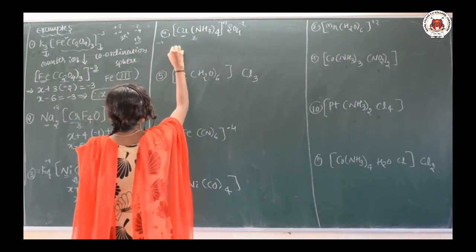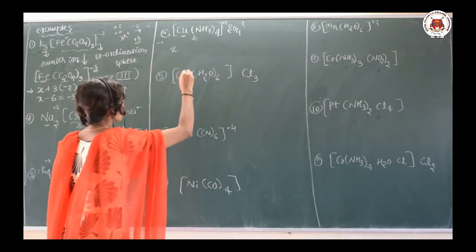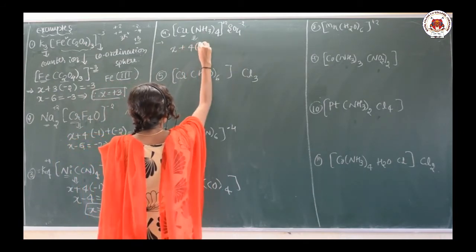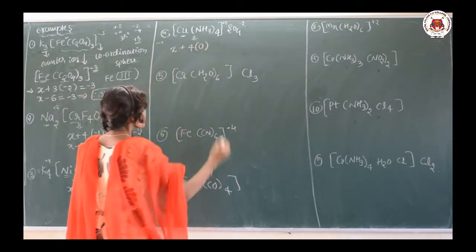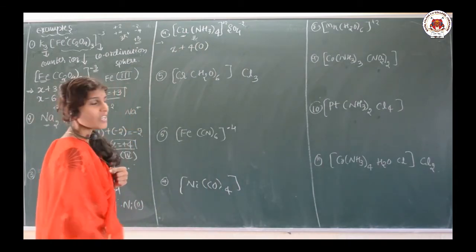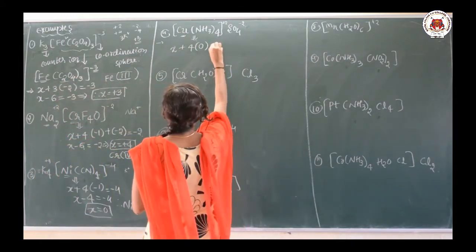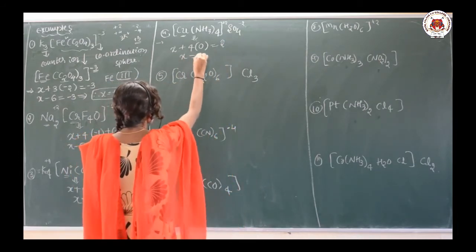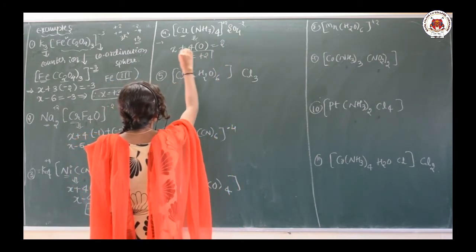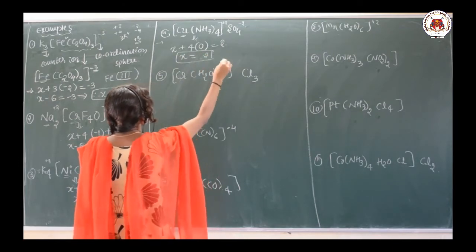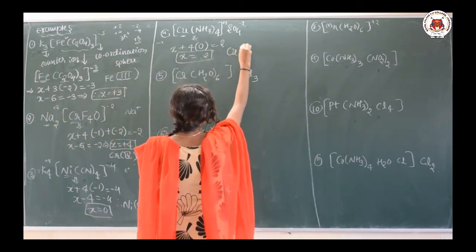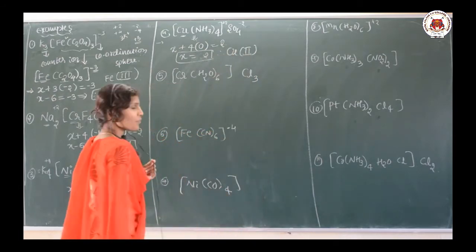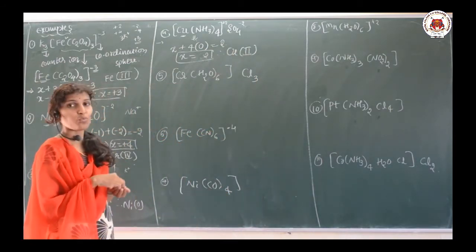Cu I will keep as X plus, how many NH3 are there? 4. And the charge on NH3 is always 0, which is equivalent to +2. Therefore X is equal to 2. That is, the oxidation number of copper is 2. Copper is present in the +2 form.